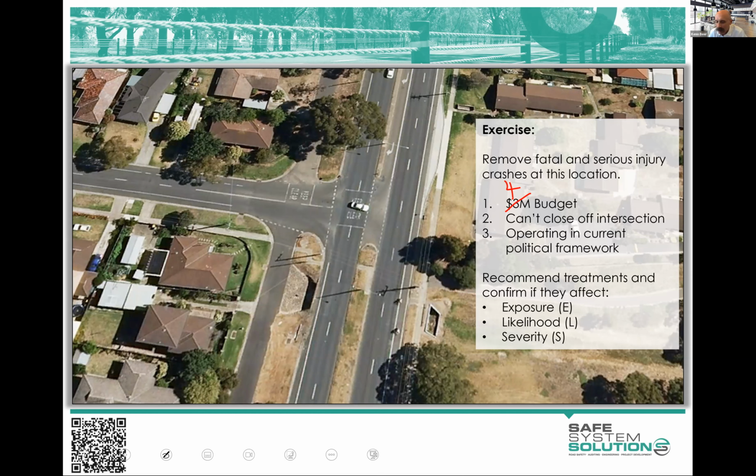I know you're thinking that closing it would eliminate people getting into this intersection, which would eliminate exposure. You can't do that because we've had some discussions with the residents. That's not acceptable. And the third one here is that you're operating in your current political and organizational framework. So if you come up with something quite new or extreme, I want an idea of how you might navigate that through the system.